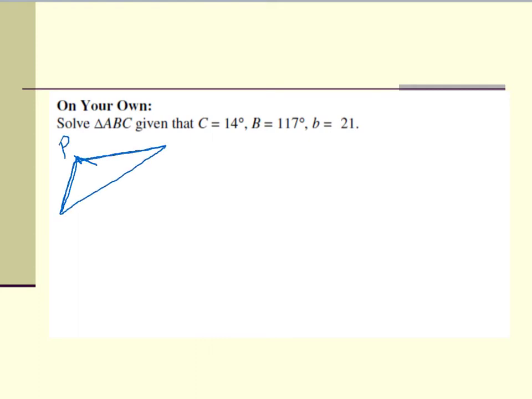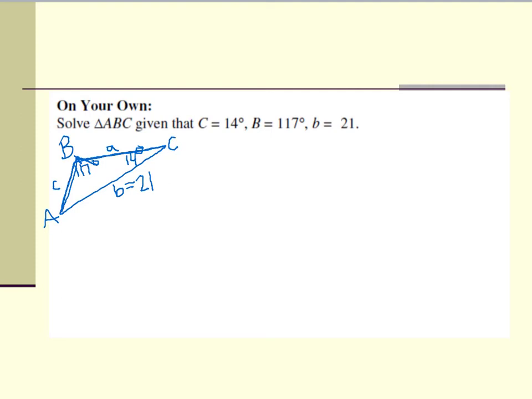So angle B up here is 117. Angle C is 14 degrees. So A would be down here. This is side B, this is side C, and this is side A, and B equals 21. On your own, pause the video and solve this one.